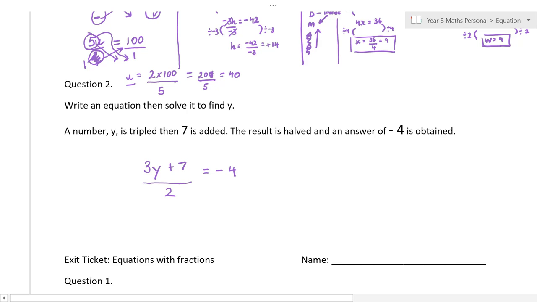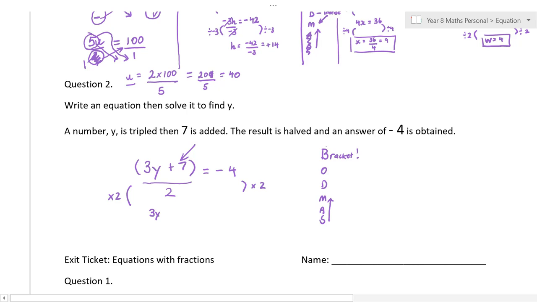The trick with this one, though, is a lot of people will try to deal with this plus 7. But remember, as I've said, it's all divided by 2. You can even write some little invisible brackets around that. Remember BODMAS, we deal with the brackets last. So in other words, let's get rid of that divide by 2 by timesing by 2. Okay, first step is timesing by 2.